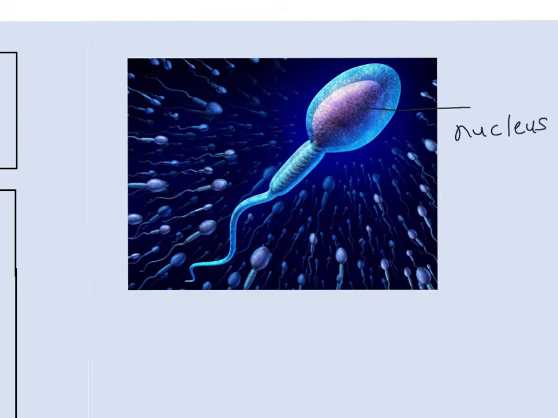And in this middle section here, that contains lots and lots of mitochondria, because the mitochondria are really important because they release energy so the sperm can actually move. And here we've got the tail. The tail is going to enable the sperm to actually move.